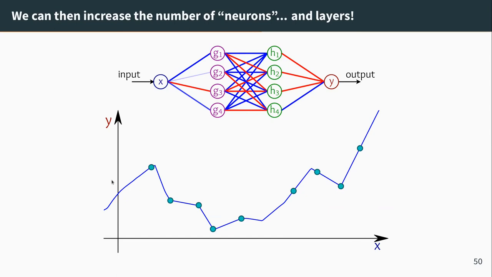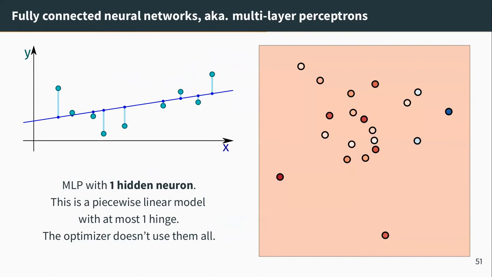So that's basic neural networks. And in the literature, those models have been studied for a long time, at least since the 1950s. And they are known as fully connected neural networks or multi-layer perceptrons. Because, you know, back in the day, it was perceptual. So this is a picture that you should have in mind.